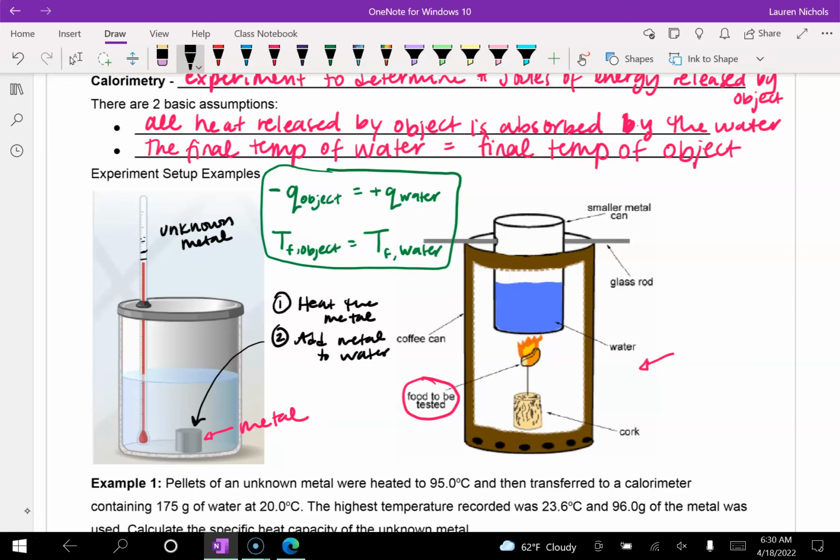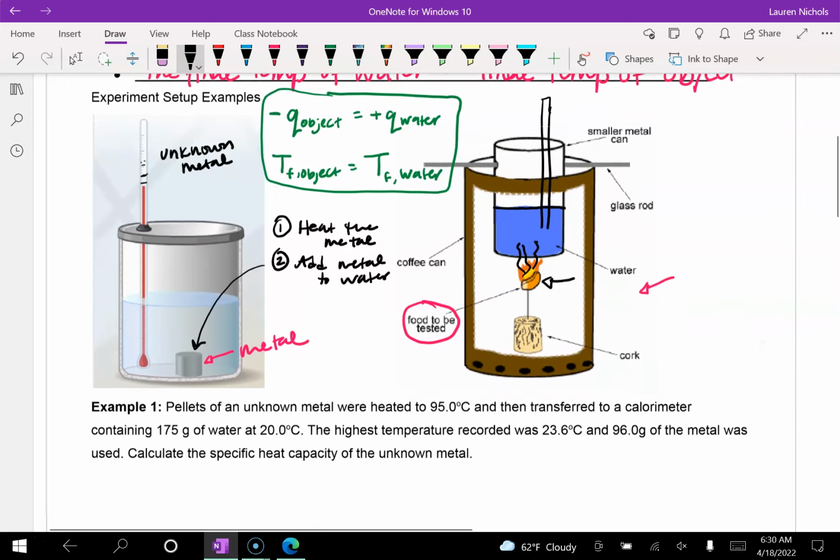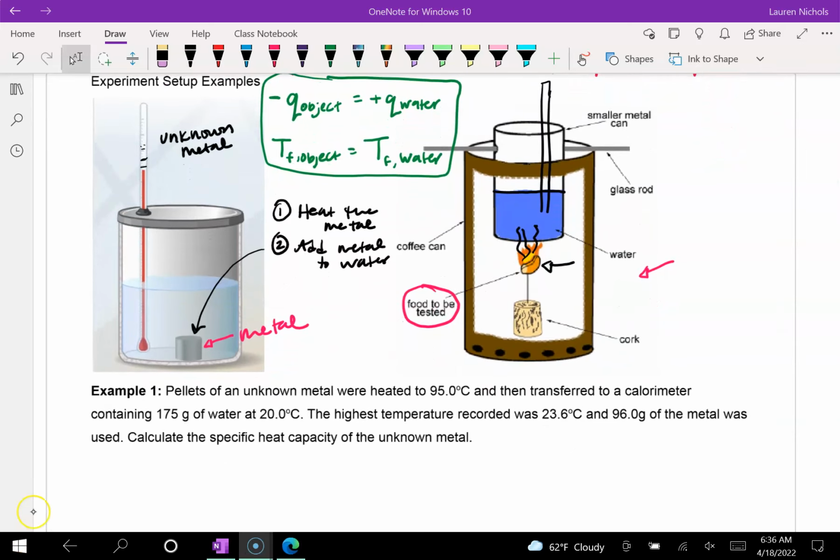Now, for our food experiment, what you do is you take your food item, this kind of looks like a bean or a Cheeto or something, and you stick it on a cork with a pin, and you light it on fire, and the fire goes into the aluminum can, and there's a certain amount of water in here that we already know, and you have a thermometer in here as well, and you measure the temperature. Okay, so let's look at the math examples of this.